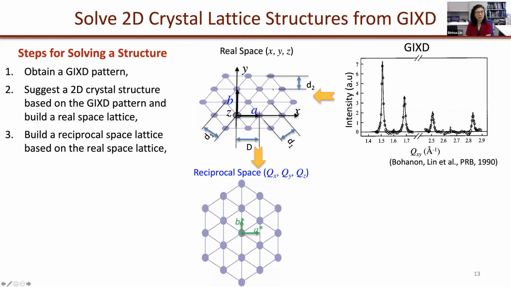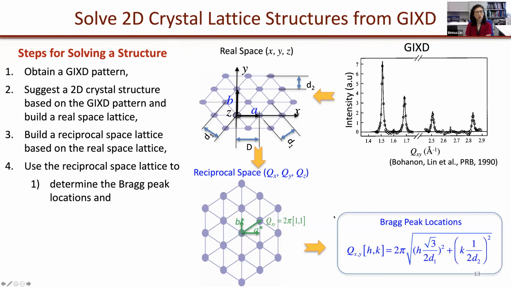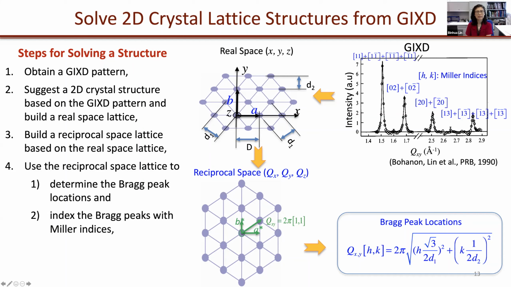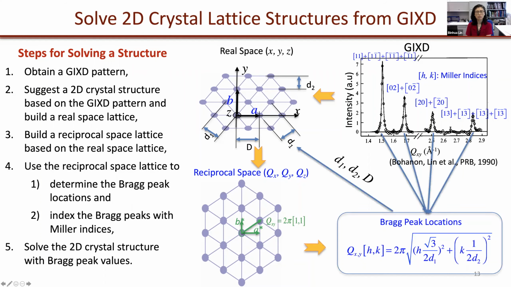And then from this real space lattice, you build a reciprocal lattice, and use this reciprocal lattice to determine the Bragg peak locations. Those dots are the Bragg peak locations. And index the diffraction peaks with Miller indices. So from there, you use those peak values to solve the structure.